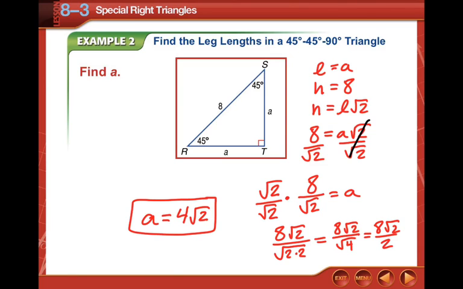So this is kind of backwards of what we just did on the last problem, right? Our legs were 6 square root of 2 before, and we end up with a whole number for our hypotenuse. Now we have our whole number as our hypotenuse. We're working backwards, and we end up with a square root 2 with our number.